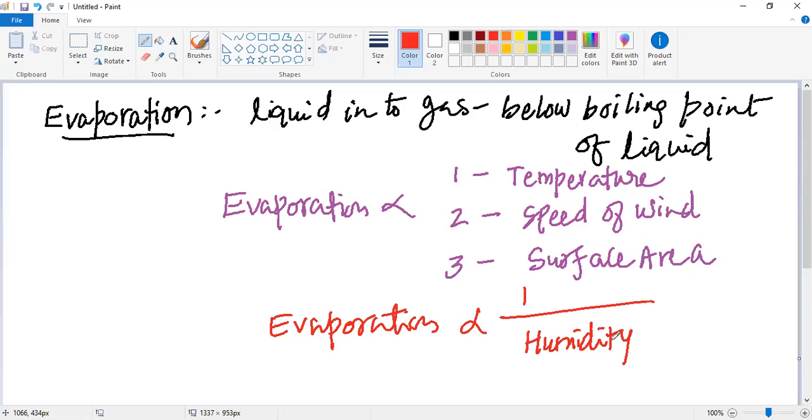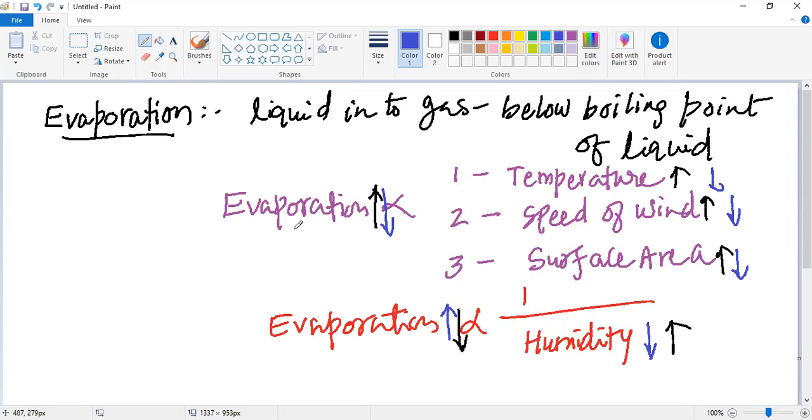Thus, if humidity increases, evaporation decreases. If humidity decreases, evaporation increases. That is how you can understand. But here in this case, you can easily say that when temperature increases or speed of wind increases or surface area increases, evaporation increases. But if temperature decreases or speed of wind decreases or surface area decreases, evaporation also decreases.